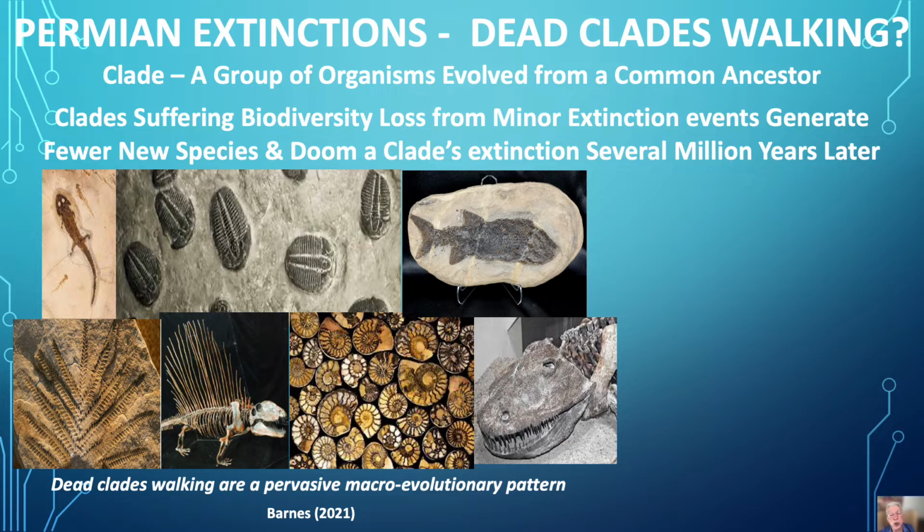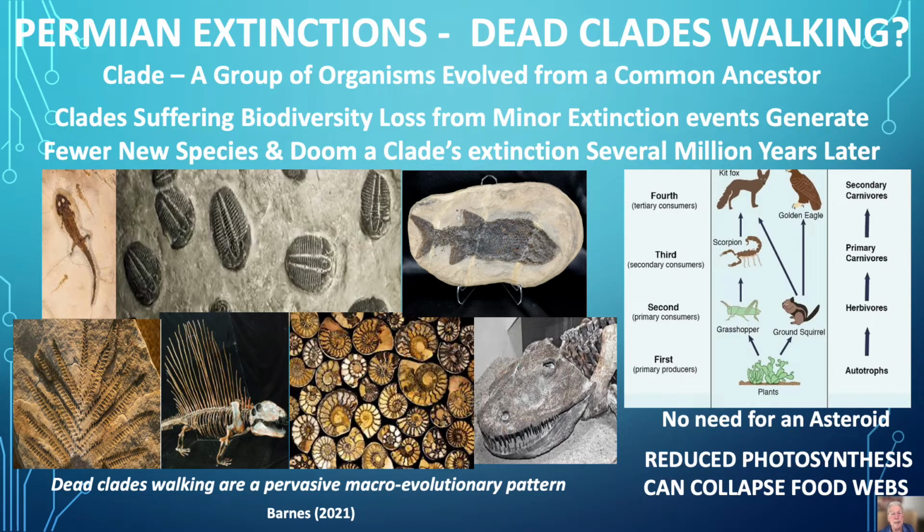A clade is a group of organisms that evolved from a common ancestor. Multiple minor extinction events can gradually reduce a clade's biodiversity and its resilience so that the clade is doomed to extinction several million years later. Clearly, a mass extinction does not require an asteroid. The gradual reduction in phytoplankton and photosynthesis can collapse food webs and result in major extinctions that, in the sparse fossil record, are incorrectly interpreted as a relatively rapid extinction event.